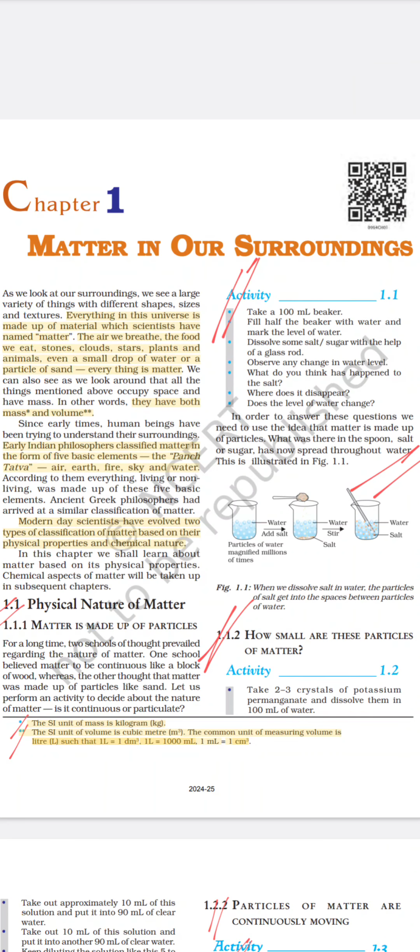The SI unit of mass is kilogram, kg. The SI unit of volume is cubic meter. The common unit of measuring volume is liter, such that 1 liter equals 1 dm cubed. 1 liter equals 1000 ml. 1 ml equals 1 centimeter cube.